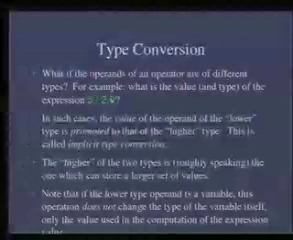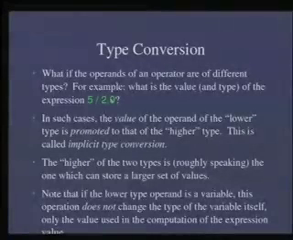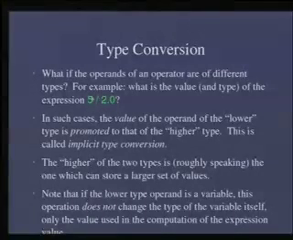Essentially, the higher of the two types is, roughly speaking, the one which can store a larger set of values. So, for example, the type float would be higher than the type int. In this particular example, you see that the two operands are 5 and 2.0. As you know by now, by default, the type of the integer literal 5 is int, whereas that of the floating point literal 2.0 is double. Now double is a higher type than int, and so the value 5 is going to get promoted to a double, resulting in the value 5.0, and the result of the operation would also be a double, since both operands are now of type double. Of course the floating point division is going to get used, and the answer would be 2.5 of type double.